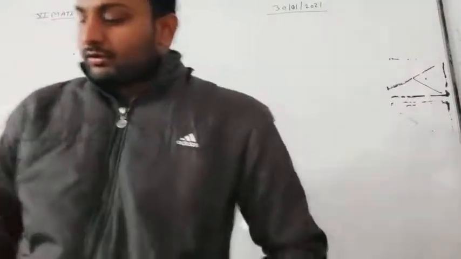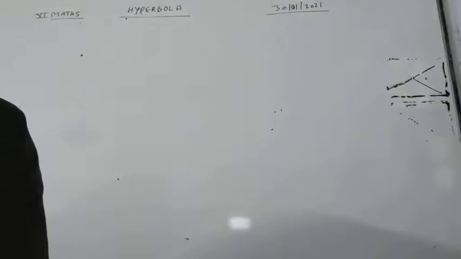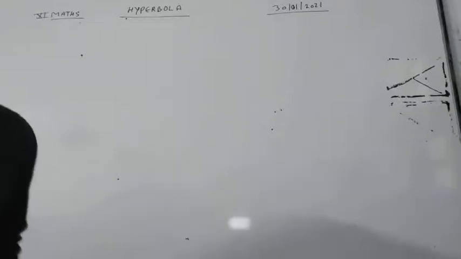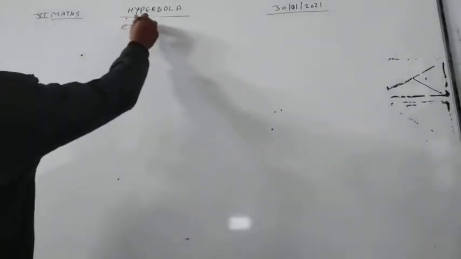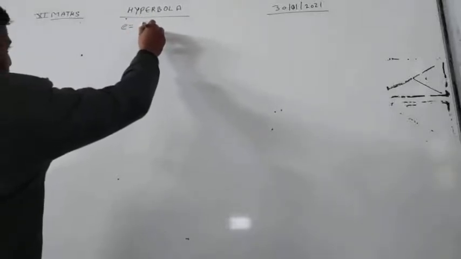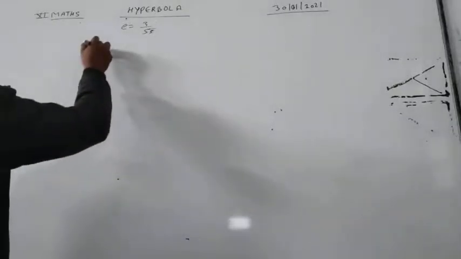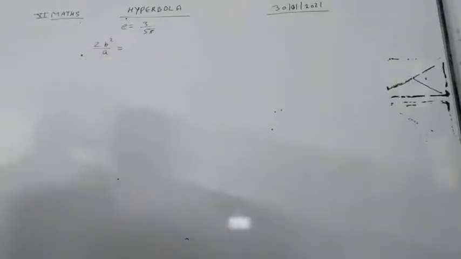So, our first question is: find the equation of hyperbola if the length of whose latus rectum is 8 and eccentricity is 3 by root 5. Eccentricity is given to us as 3 by root 5, and the length of latus rectum, which is 2b square by a, is given to us as 8.